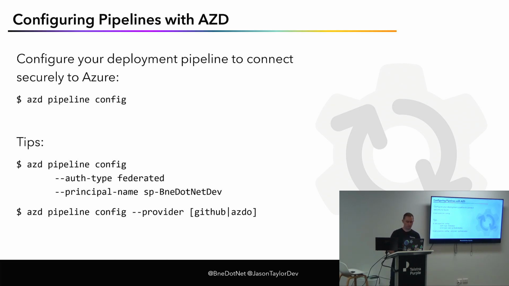And I should mention, just because we only see the options GitHub and AZDO doesn't mean you can't use something else. You're just not going to get help with pipeline configuration, right? You can still use AZD in different pipelines. You install it and you use it. It's just the pipeline configuration aspect that we're talking about.